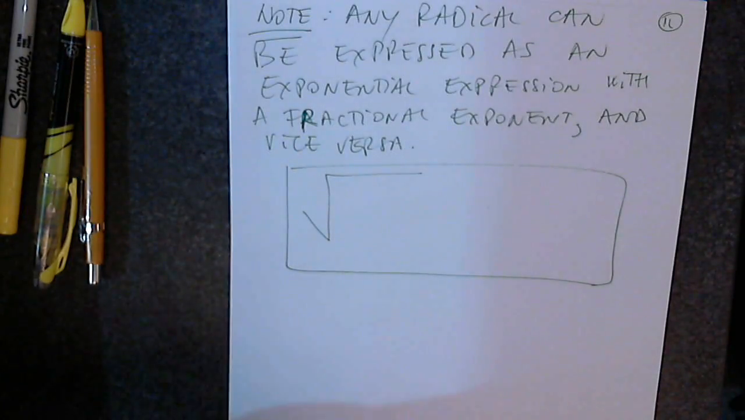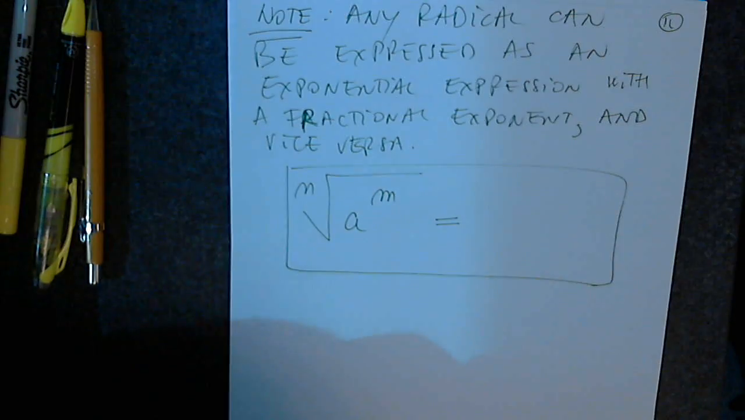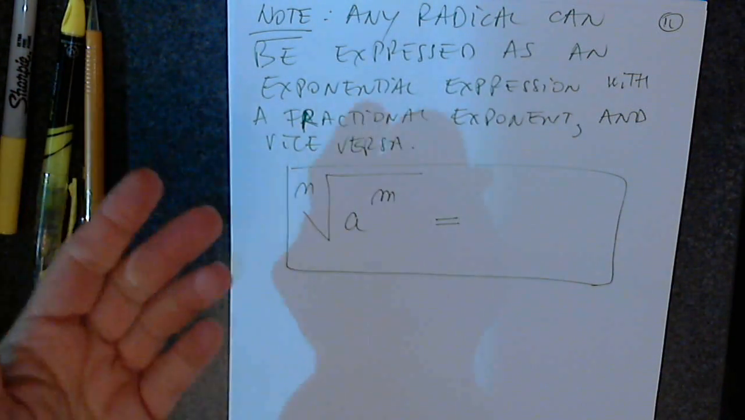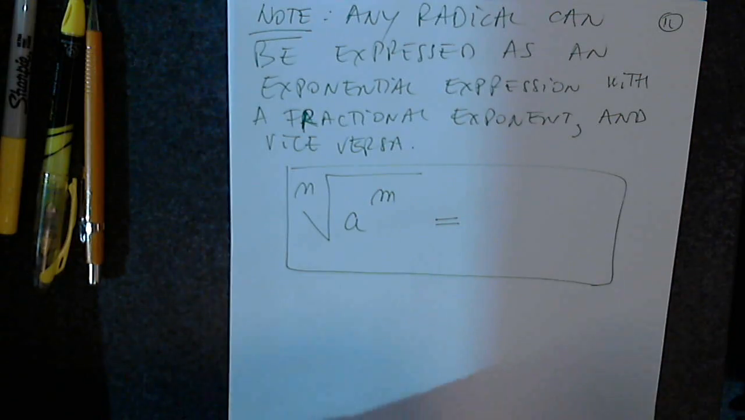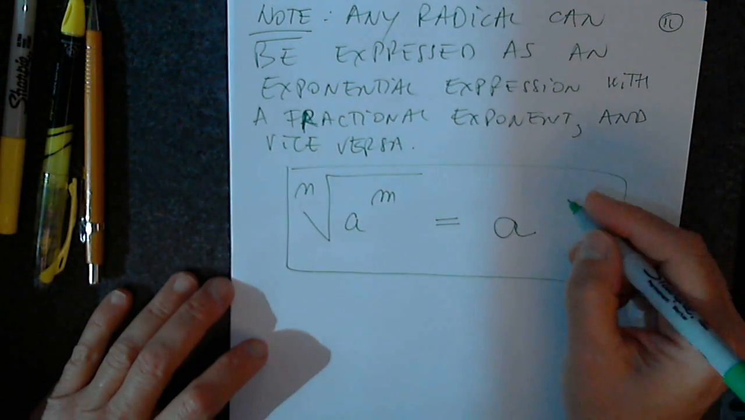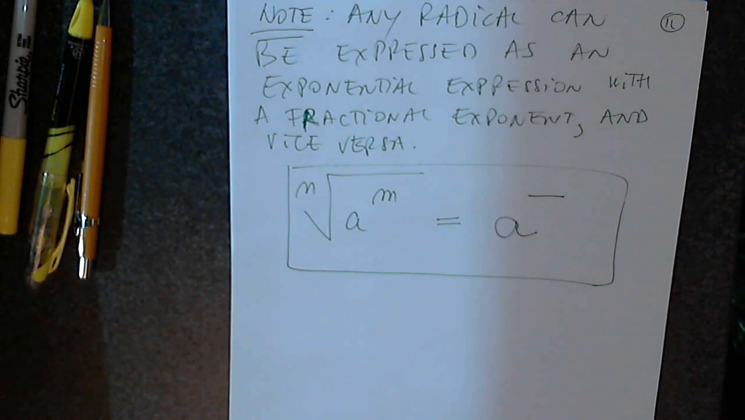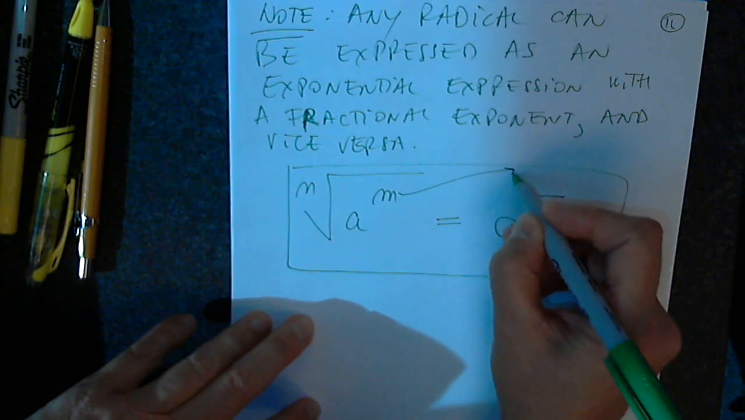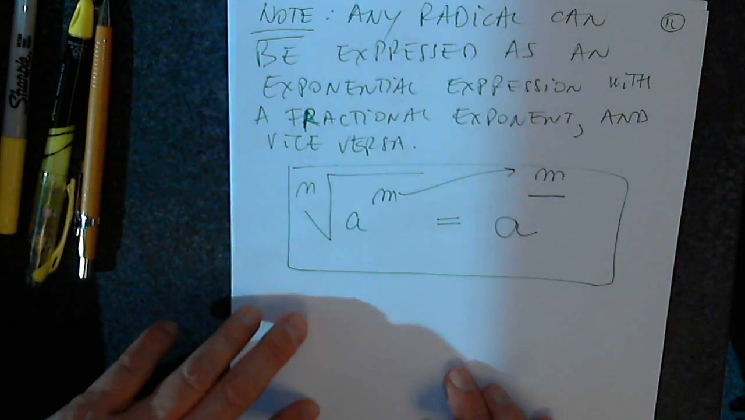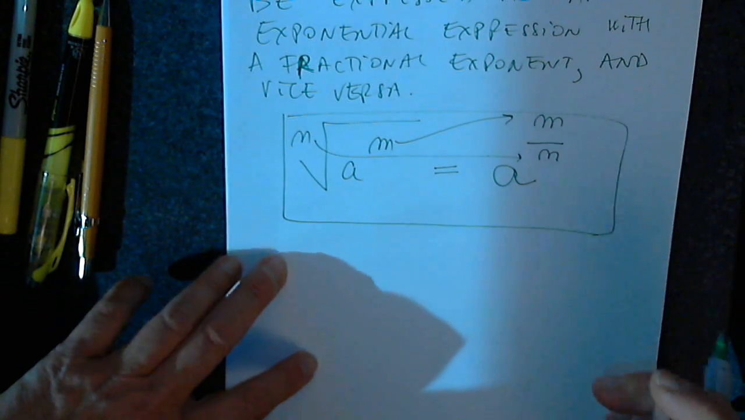So therefore, the nth root of a to the mth power, like I mentioned in the note, any radical can be expressed as an exponential notation. Here's the base, the same base, and the power is an exponent, and the power is a fraction. The numerator is m. The denominator is the index.